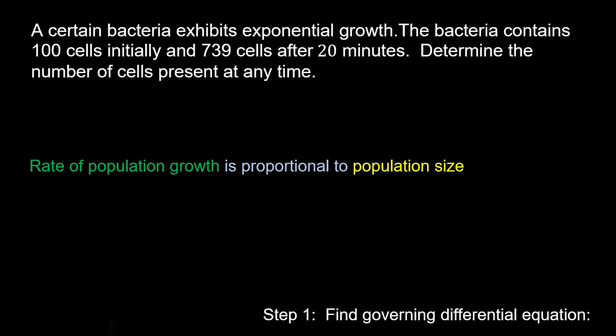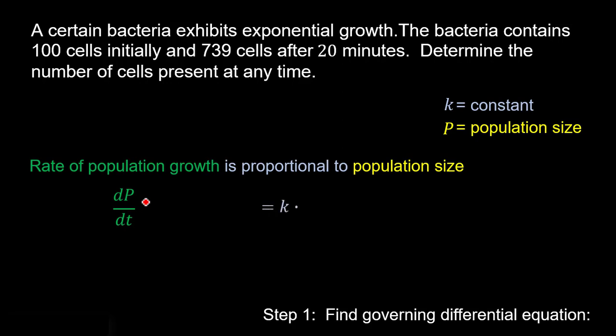We can just take this assumption and formulate it into an equation. So we'll call our population size P. And if P is our population size, then we can define our rate of population growth as dP dt. So this is basically the slope of our population, or how it's increasing with time. For proportionality, we'll use K as our constant. So dP dt is going to equal K times our population size, where K is our proportionality constant that governs that relationship between our size and our rate of growth.